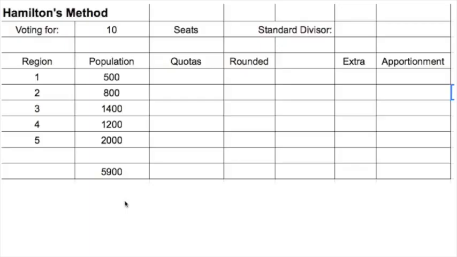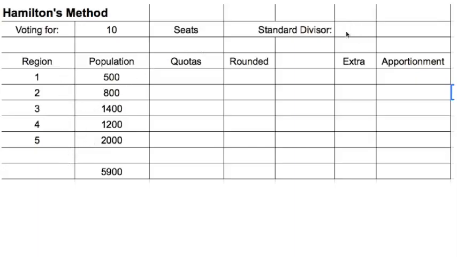So one of the earliest voting methods for the House of Representatives was designed by Hamilton. Hamilton's method found the standard divisors, standard quotas, and all that fun stuff. So let's go for the standard divisor first. The population of the entire town is 5,900, and we're voting for 10 seats that are available. And the population for the subdivisions of this town are as follows, region 1 through 5.